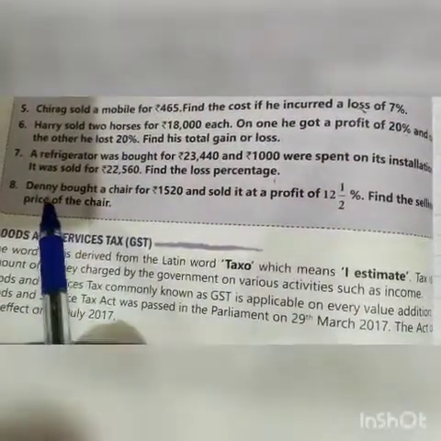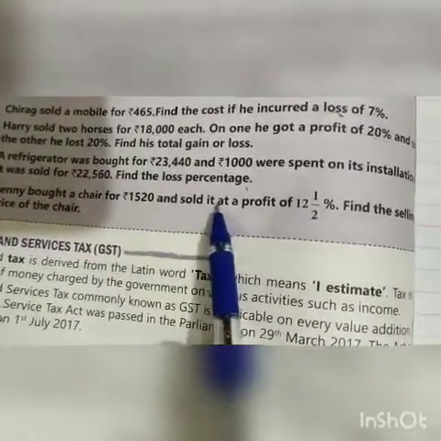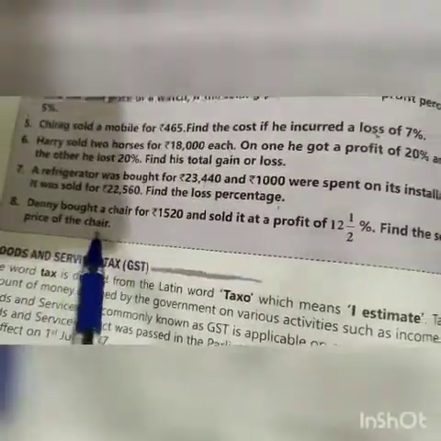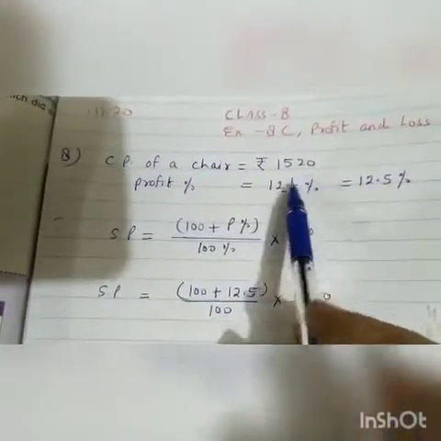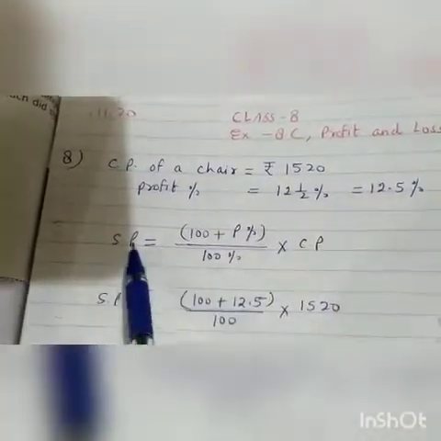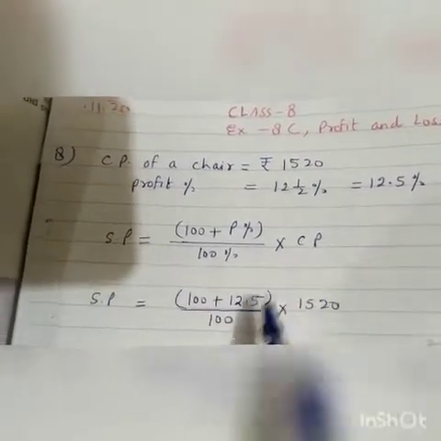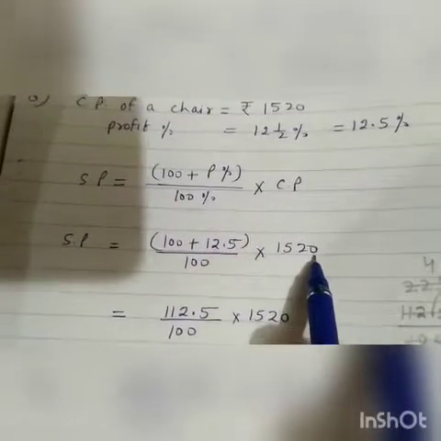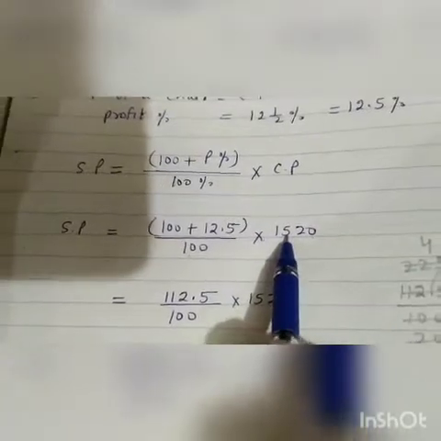Question number 8. Danny bought a chair for rupees 1,520 and sold it at a profit of 12 1/2%. Find the selling price of the chair. Cost price of the chair is 1,520. Profit percent given is 12.5%. It can be written as 12.5%. So selling price is equal to (100 plus profit percent) upon 100 into CP. So (100 plus 12.5) upon 100 into 1,520.